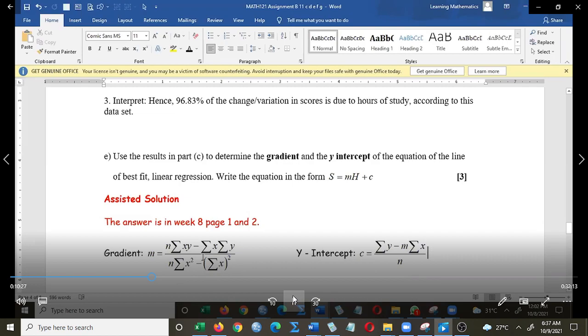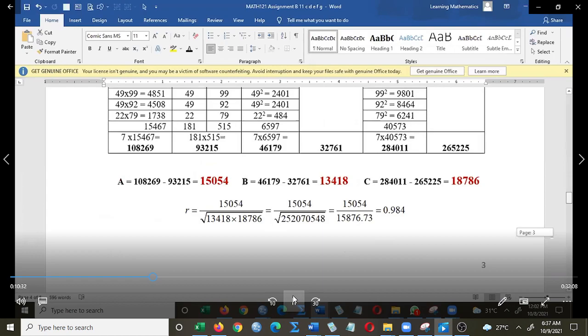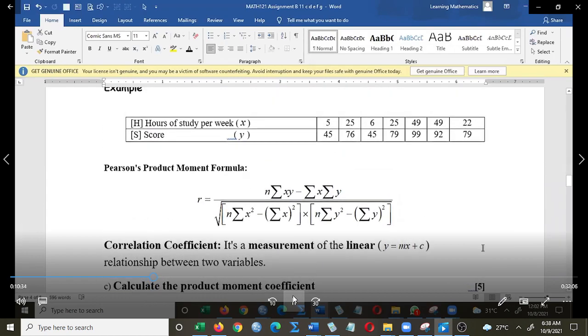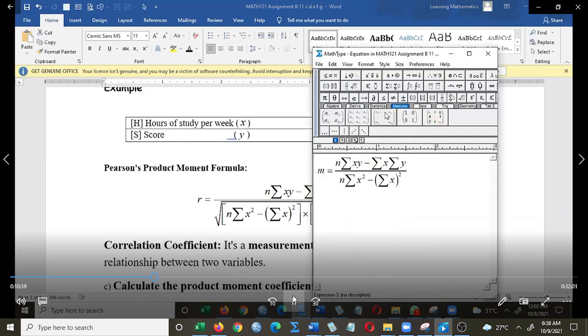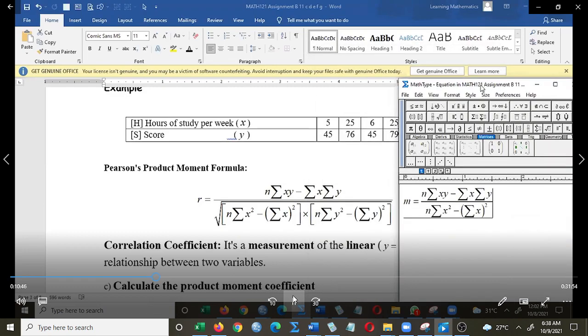So let us take this formula for gradient and let's put it side by side now with the formula for product moment. And I would like some observations. Say something. Anybody? Here is the product moment formula. Here is the formula for gradient. So the numerator is the same? The numerator is exactly the same.